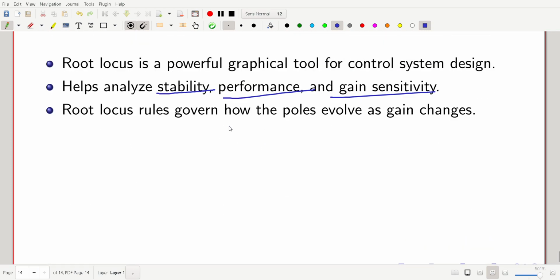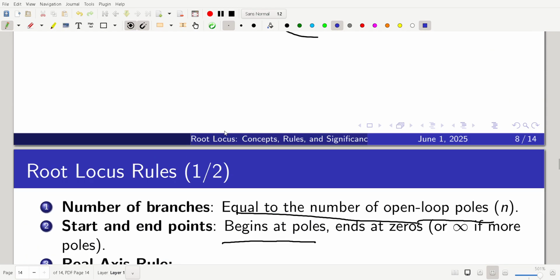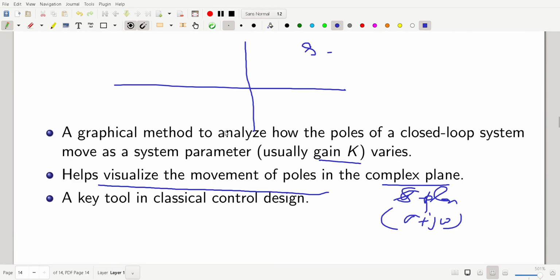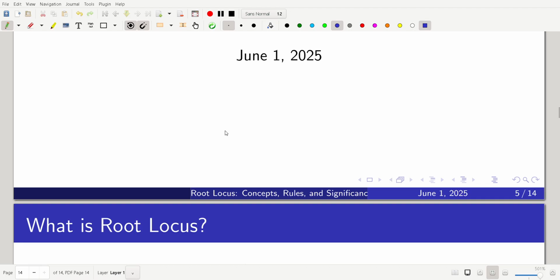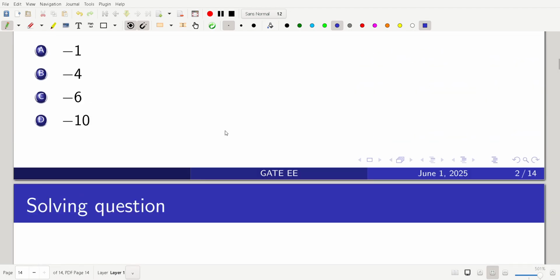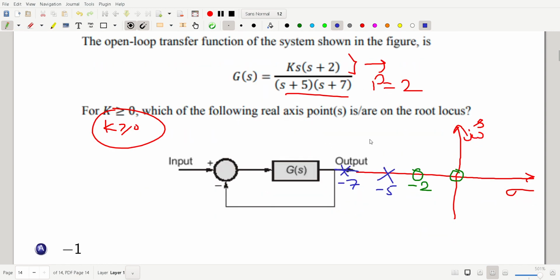All right, let us come back to our question and try to solve it by applying rule 3. Let us read out the question again. The open loop transfer function for the system shown in the figure is G(s) = K s (s + 2) / ((s + 5)(s + 7)). I have already presented the poles and zeros in the complex plane. They are asking which of the following real axis points are on the root locus.